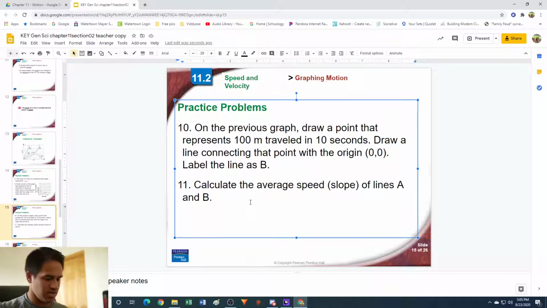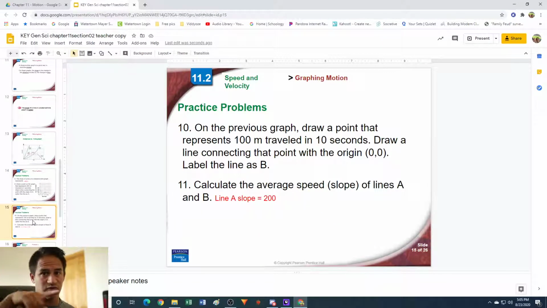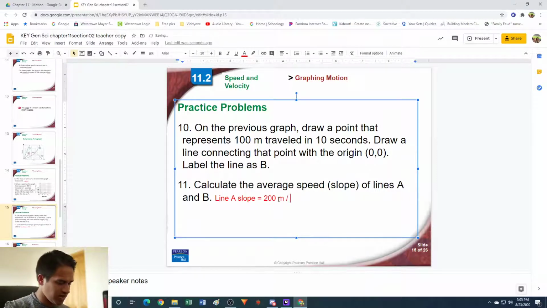So for line A, again we'll change our font colors here. So we'll go line A slope is going to be equal to 200, and the units I believe are meters. So 200 meters divided by 4 seconds. Okay, so it's rise over run, or vertical change divided by horizontal change. So 200 meters divided by 4 seconds. So let's see, 200 divided by 4 is 50. And that will be in meters per second because meters divided by seconds, that's the units that we get.